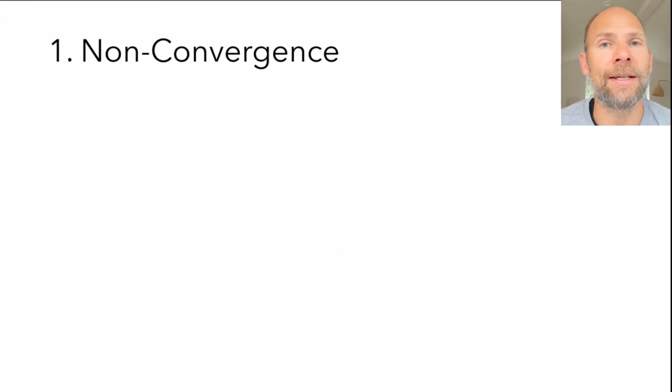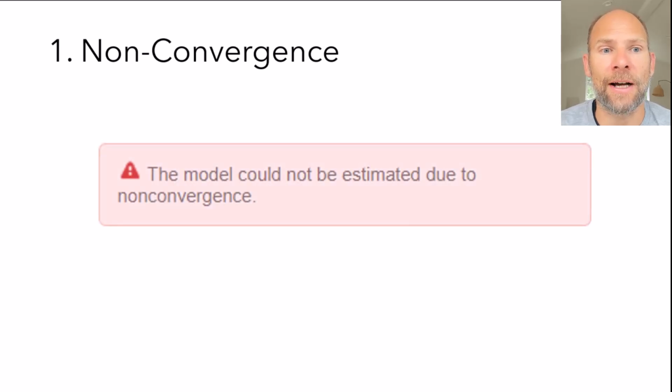Sign number 1 is you have a model that does not even converge. So in software for structural equation modeling or factor analysis, you might receive a message like this in the output: the model could not be estimated due to non-convergence. Here in this example, this is a message from the program JASP, which is a point and click program that you can use for confirmatory factor analysis and SEM. You would get similar messages in other structural equation modeling programs.